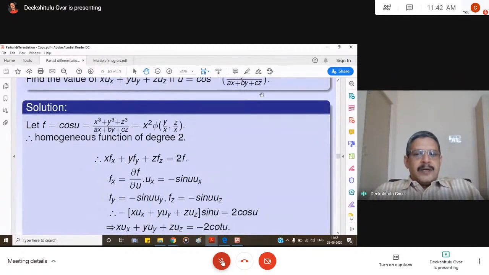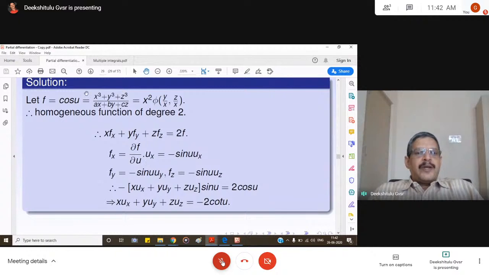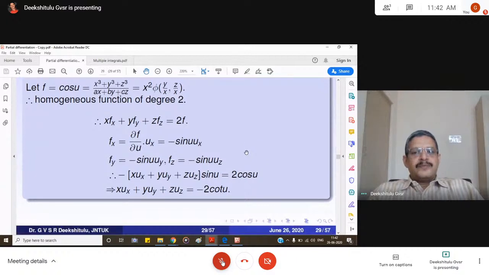So extending this Euler's theorem to three variables, x ∂f/∂x plus y ∂f/∂y plus z ∂f/∂z is equal to n times f, where n is the degree. So ∂f/∂x, find out this. This is what we get. Then ∂f/∂y, ∂f/∂z. If you put these things in this formula, x ux plus y uy plus z uz equals minus 2 cot u.